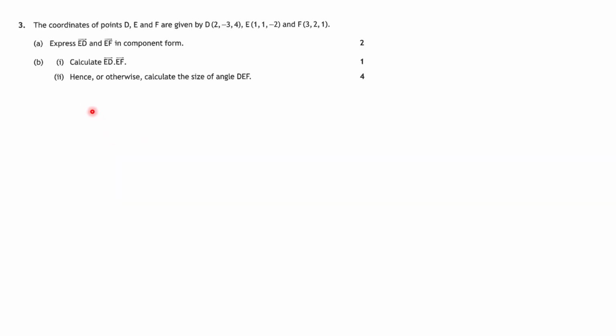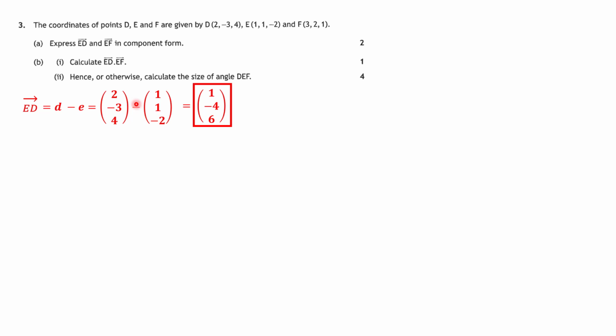Question 3. The coordinates of points D, E and F are given by these coordinates in 3 dimensions. Express the vectors ED and EF in component form. So let's start. ED is equal to position vector D take away position vector E. This is position vector D, we get it from the coordinates of D, and this is position vector E, which comes from the coordinates of E. We just subtract them and we get the answer 1, negative 4, 6. 2 take away 1 is 1, negative 3 take away 1 is negative 4, and 4 take away negative 2 is 6.